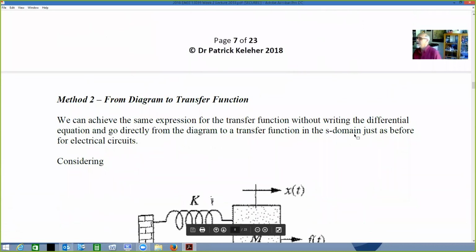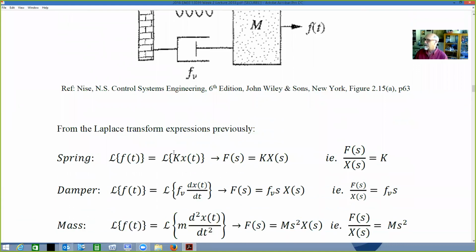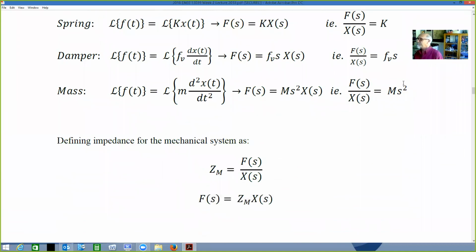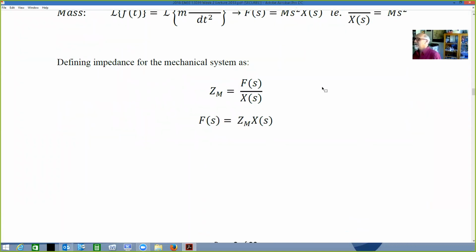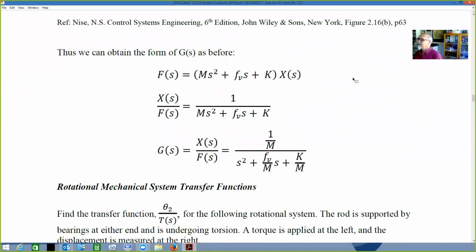Okay, so method 2, from the diagram to the transfer function. Here's our original diagram. We go straight to our Laplace transforms. We're able to get those in very, very quickly from our fundamental knowledge of springs, dampers, and masses. They're our fundamental expressions. Rearrange those, defining the impedance, just like we did for the electrical, so exactly the same method. Then our free body diagram will look like that. Finally, we can rearrange that now to find our transfer function. No big surprise, this method will give us exactly the same transfer function.